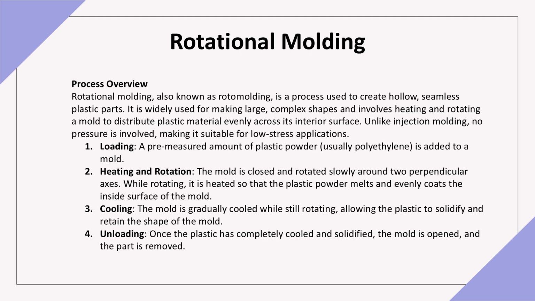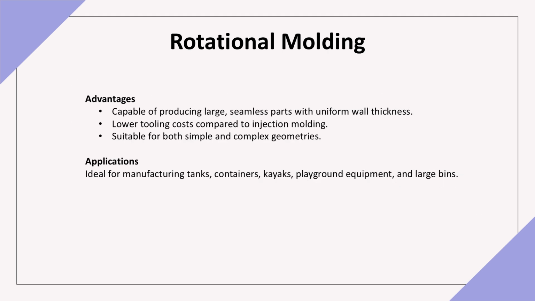This technique is ideal for manufacturing items like tanks, bins, and playground equipment. Rotational molding offers unique advantages. Uniform wall thickness ensures even distribution of plastic.